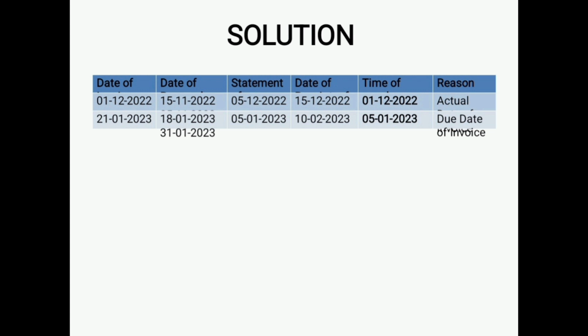Next is 21/1/2023, then 18/2023, and the fifth 10/2/2023. In this case you have to consider the fifth one, because this is the due date of invoice. The invoice will end here and before that you have to submit. That is the statement date, meaning the date of invoice. That's why we consider this one.